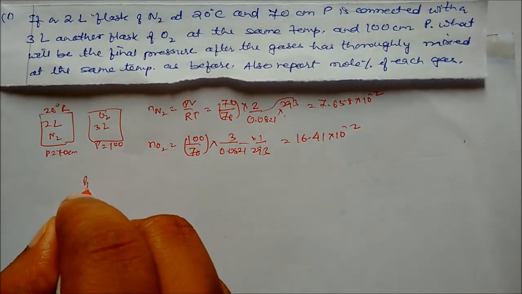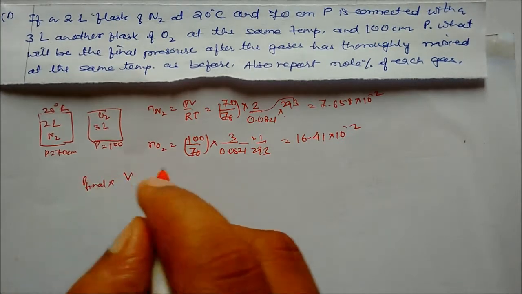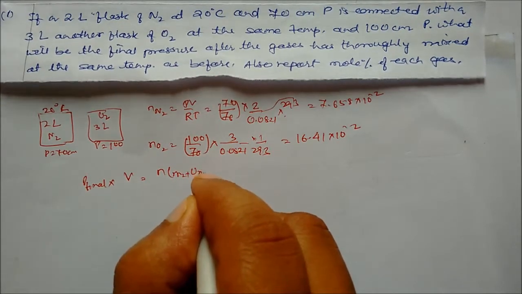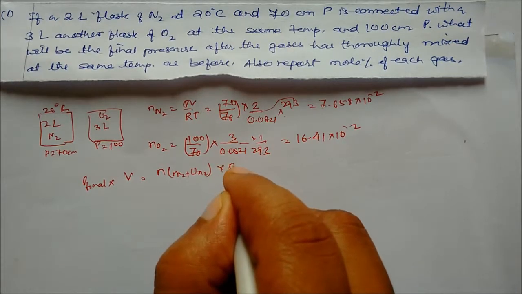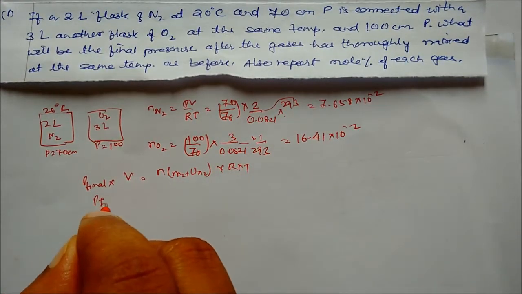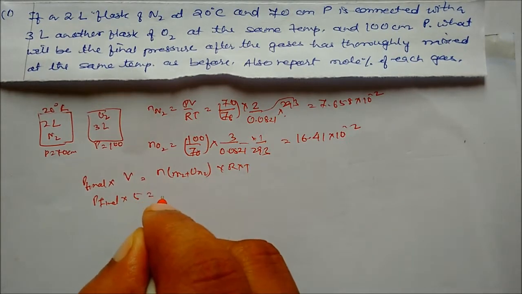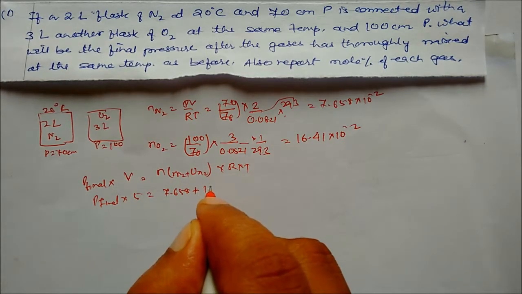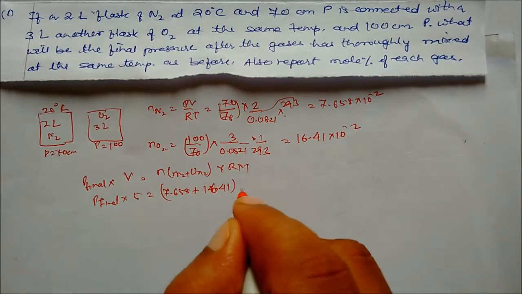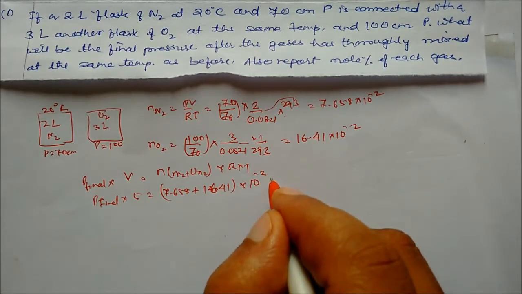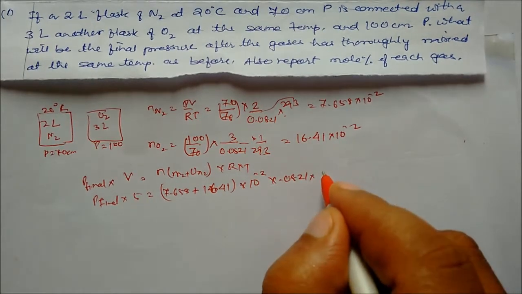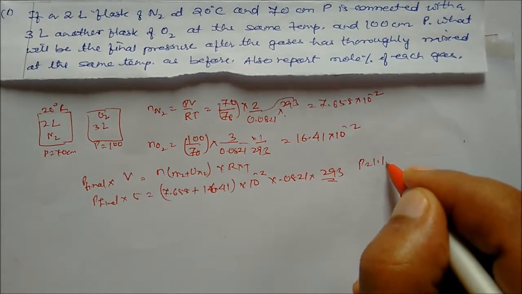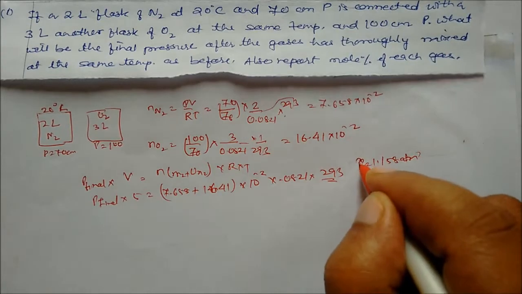Now what is the final pressure? The final pressure times the volume will be the total moles, that is N2 plus O2, multiplied by R into T. So P final, volume is 5 liter, and moles, if you add them, 7.658 plus 16.41 into 10 power minus 2, multiplied by 0.0821 into 293. So the final pressure will be 1.158 atm.